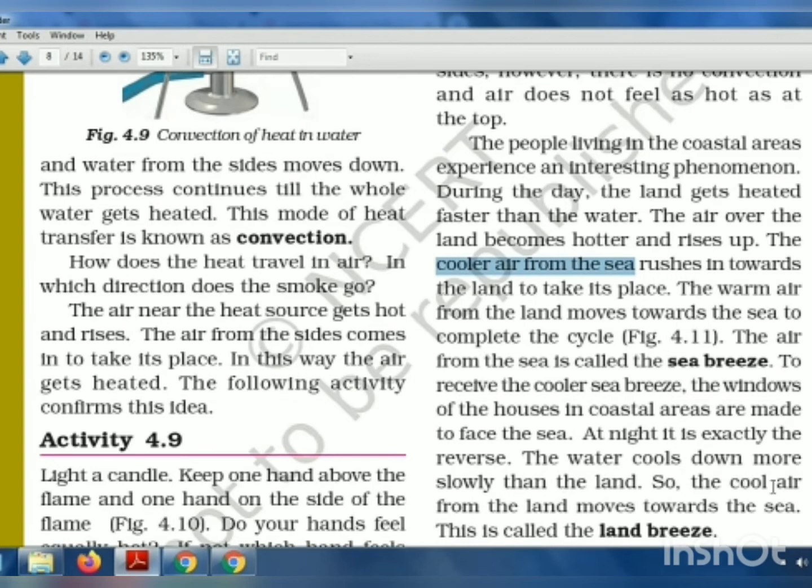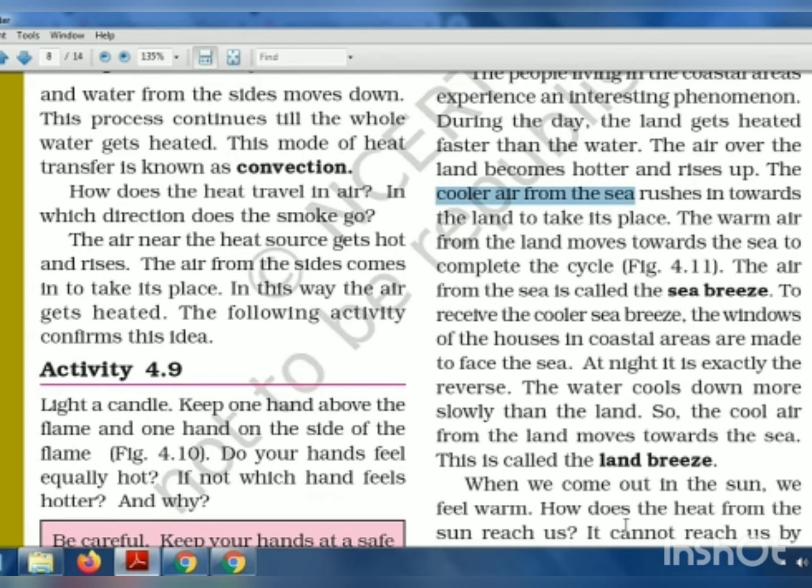So as the land gets cooled fast, the cool air that is above the land moves towards the sea. This movement of the air from the land to the sea is called the land breeze. So you have to remember it's the opposite.